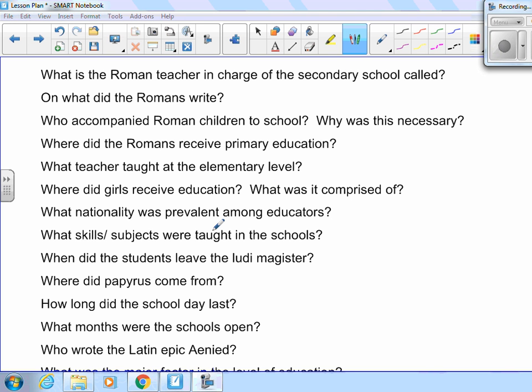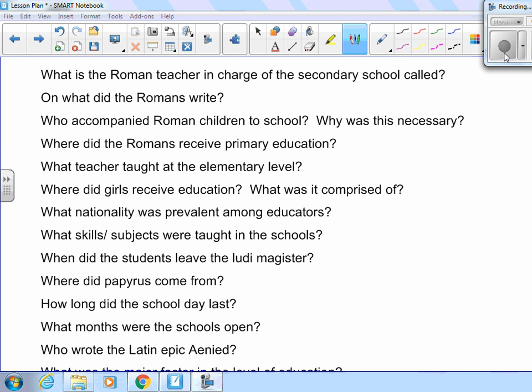When did the students leave the ludi magister? That would be around the age of 11. Where did papyrus come from? That came from Egypt. How long did the school day last? About 6 hours. What months were the schools open? Pretty much open throughout the year. They would have closed down in the heat of summer. They would have also shut down for public festivals and holidays. The summer months from July to October probably would have been closed. So from July to October.